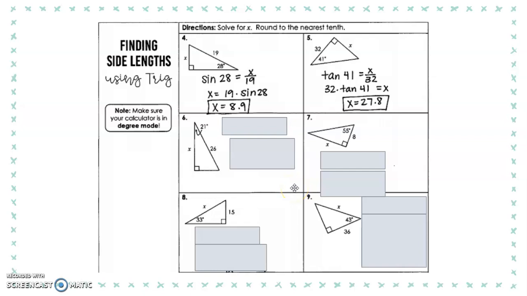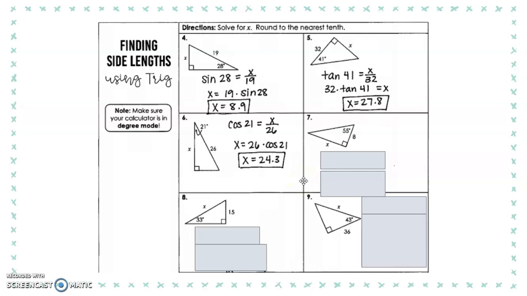For number 6, again, we need to set up that ratio first. Looking at my angle, I'm looking at 21 degrees, and I want to figure out how to use x and 26. X is my adjacent side, it's right next to it, and 26 is my hypotenuse. Adjacent and hypotenuse go with cosine, so when I write this out, I have the cosine of my angle, 21, equals x over 26. Again, we're going to multiply by my denominator, get 26 cosine of 21, plug it right into the calculator, and get my answer.